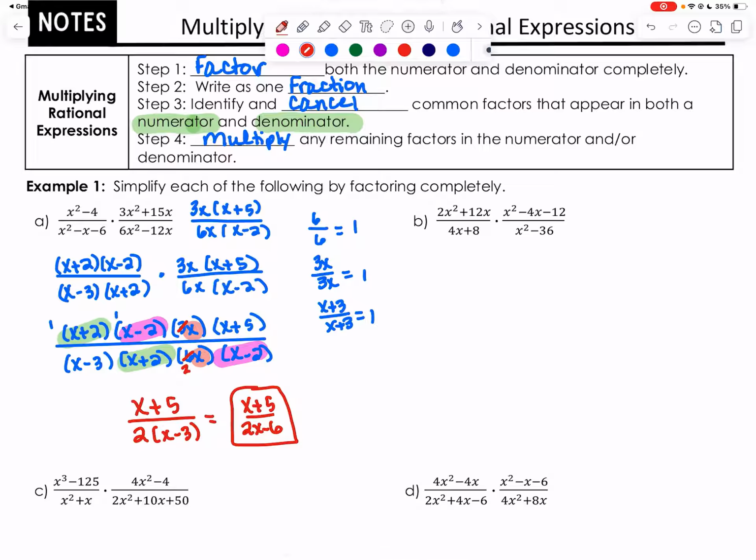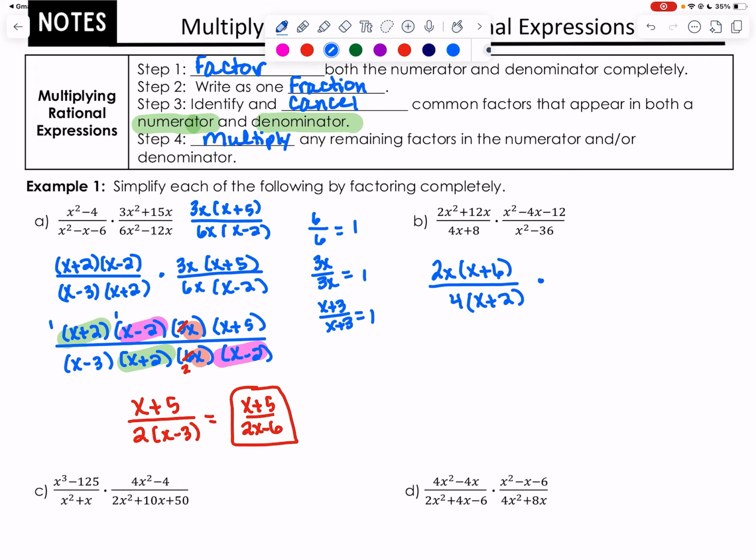All right, let's try our next problem. We have 2x squared plus 12x over 4x plus 8 times x squared minus 4x minus 12. So what I'm going to do is I'm going to factor my first fraction. The common factor is 2x. So when I divide that out, I get x plus 6. And on the bottom, I can divide out a 4, which would leave me plus 2.